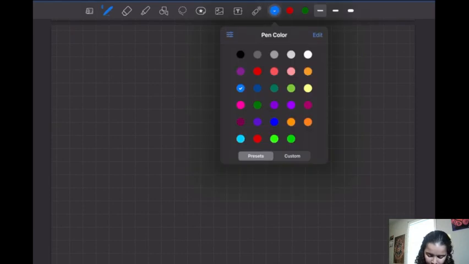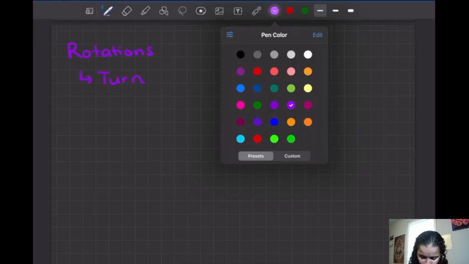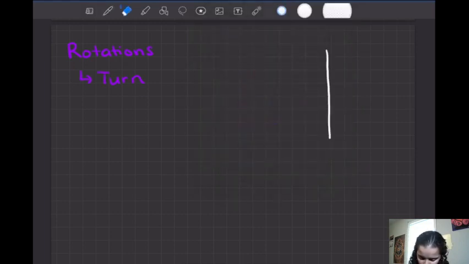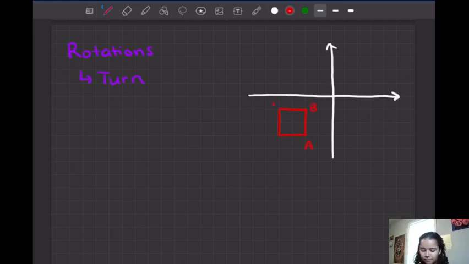So for rotations, let me pick a lighter color purple so y'all can see that better. For rotations, as we know, rotate is a turn, okay? So rotation is a turn, and let me draw it out again. Oops, that came out terrible. Here we go. So let's draw this out over here. Okay, and in this case, I think I can do a square. Let me label my points and be a good teacher here. Label my points first, A, B, C, D, okay?